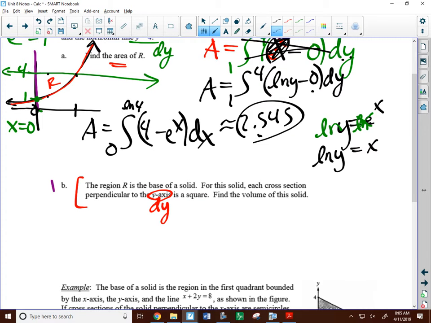So there was a review of last section. Now let's combine it with this section. And so we're going to build up on here a shape. So the region R is now going to be the base of a solid. Each cross section perpendicular to the y-axis, so let's go this way, is a square. So my squares are going to be like this: square 1, square 2, square 3.